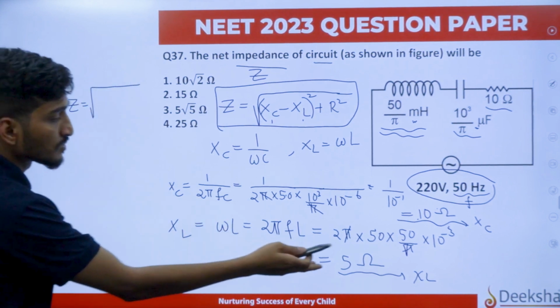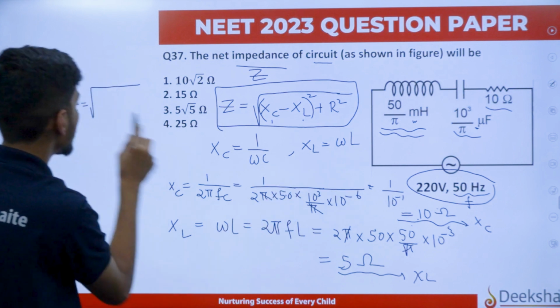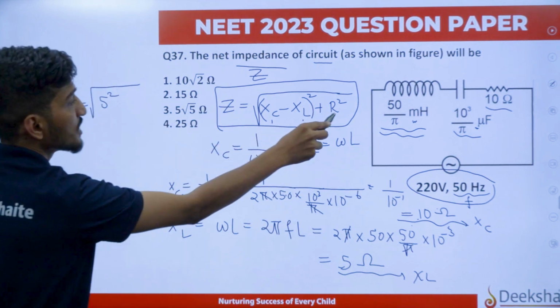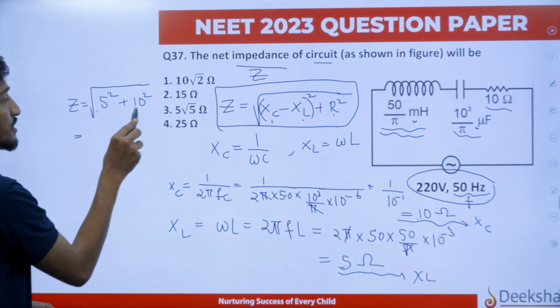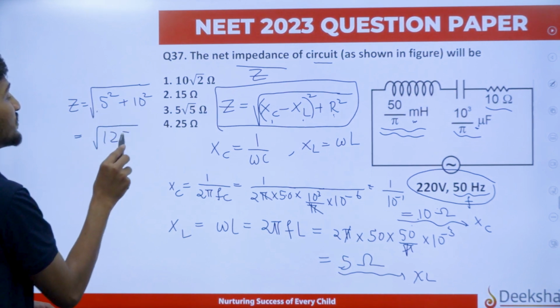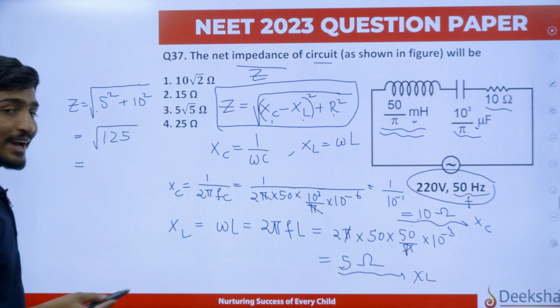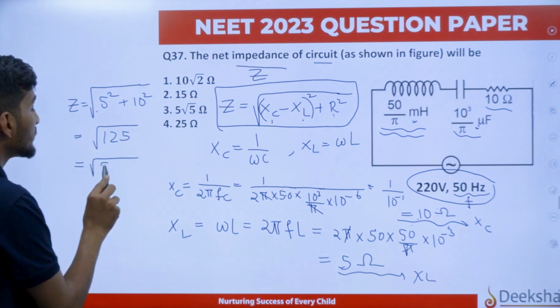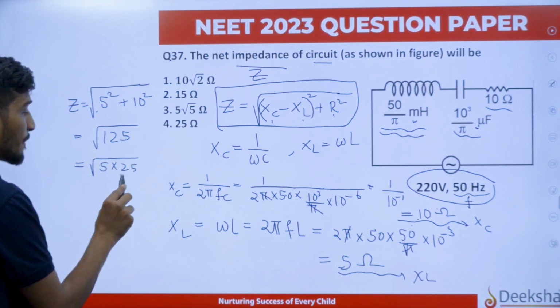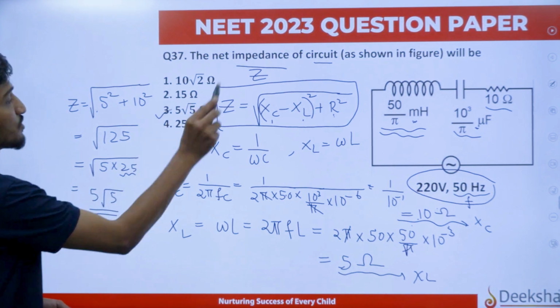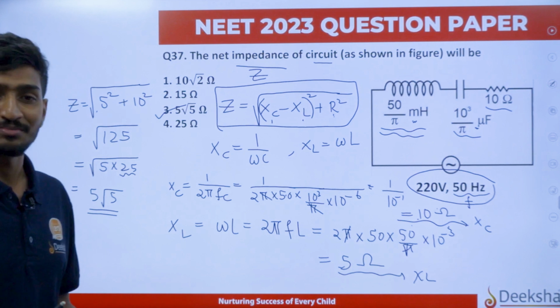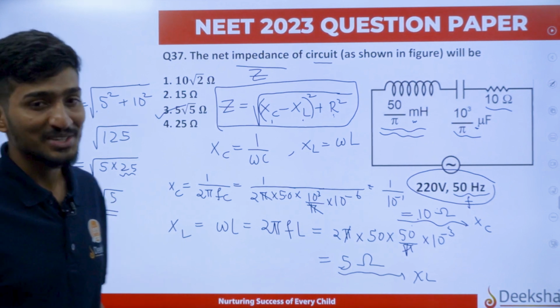Root of this minus this, 10 minus 5, that's 5 square, plus R is 10, so 10 square. 25, 100. Root of 125 is what I'm looking at. Or I can just write this as root of 5 into 25. This comes out of the root and becomes 5 root 5, which should be the answer for this question. Option number 3. Okay. Let's move on to the next one.